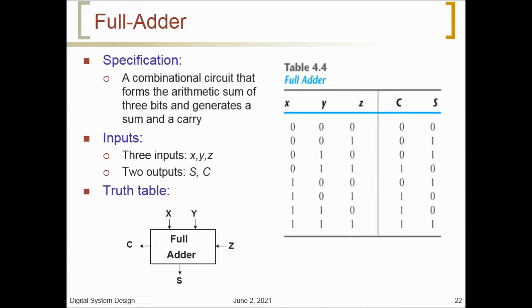The eight rows under the input variables designate all possible combinations of the three variables. The output variables are determined from the arithmetic sum of the input bits. When all input bits are 0, the output is 0. The sum S output is equal to 1 when only one input is equal to 1 or when all three inputs are equal to 1. The carry C output is 1 if two or three inputs are equal to 1.